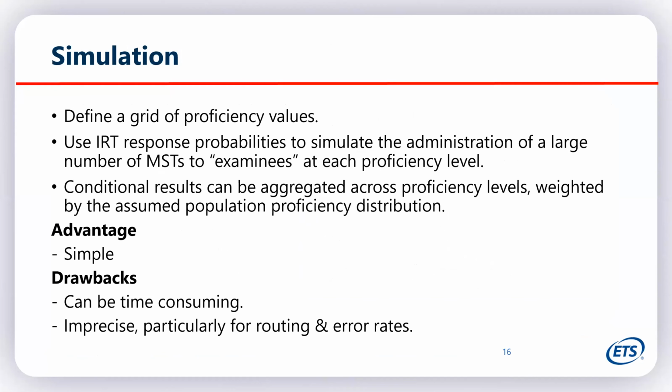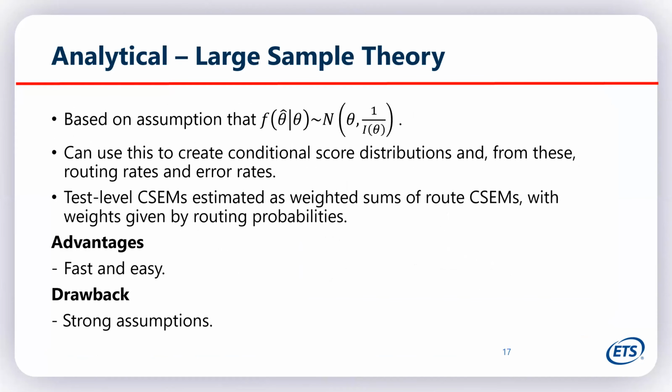So what are the analytical approaches? The first of these is based on large sample theory, and that's just the assumption that the distribution of theta hat given theta, as an MLE, is normal. It's listed here as unbiased. We know that it's biased, but fortunately we know what the bias is, so that we can build that into our simulation or our analytical results. And I've done that in what I'll present here in a minute.